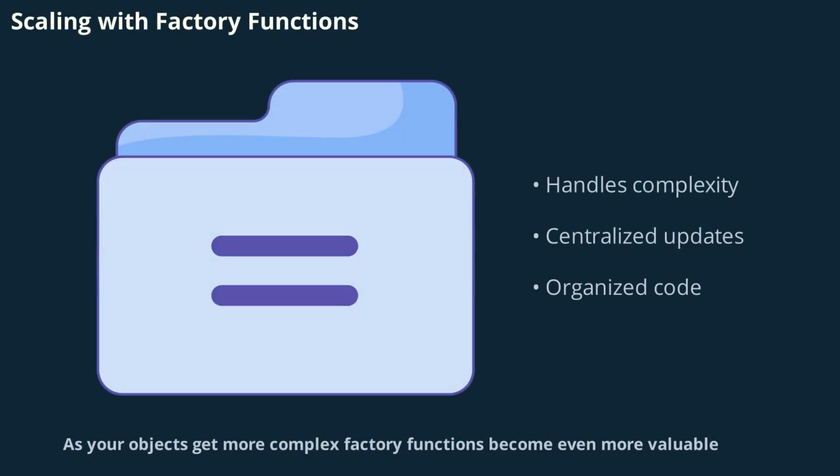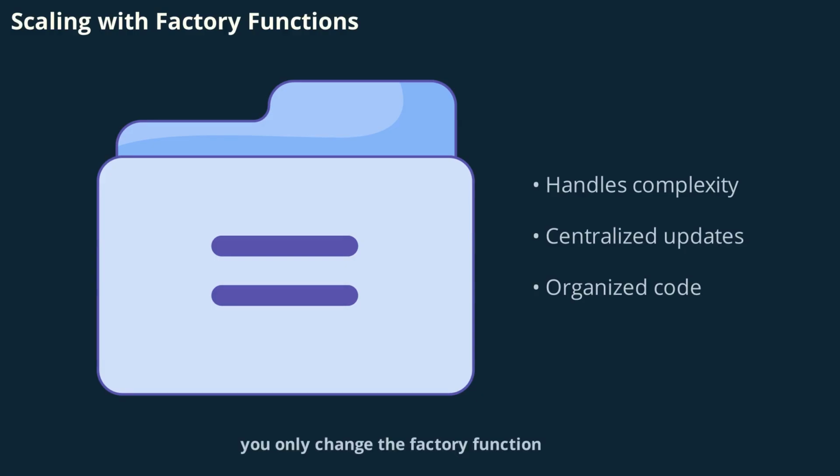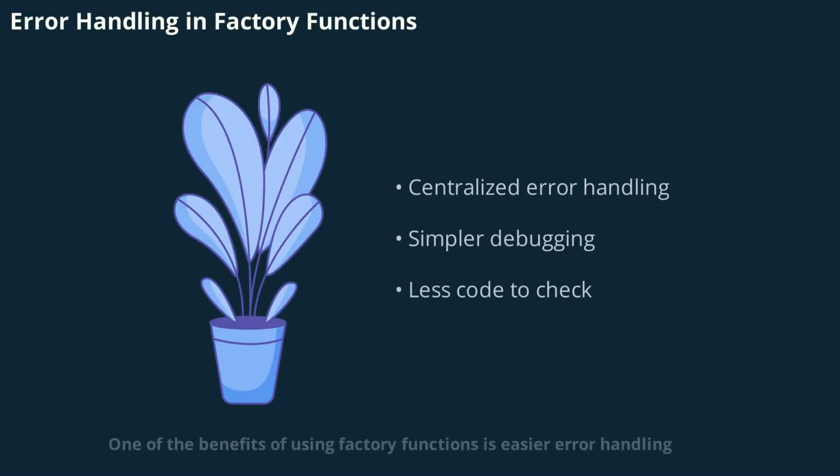As your objects get more complex, factory functions become even more valuable. Imagine each person object needs several methods and properties. Instead of manually adding them for every object, you define them once in the factory function. This keeps your code organized and easy to maintain. If you need to update how objects are created, you only change the factory function, and all new objects will use the updated logic. One of the benefits of using factory functions is easier error handling.